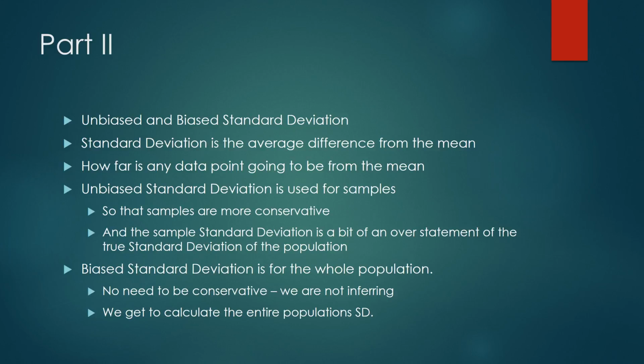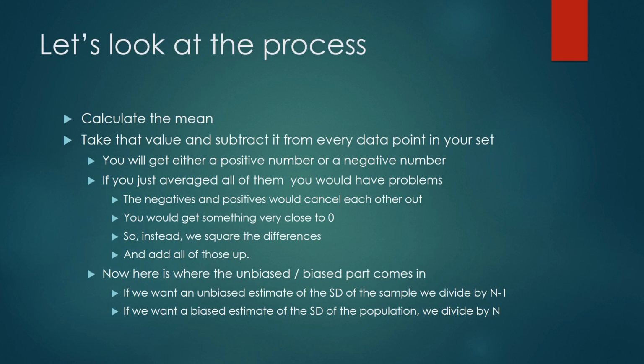Now, how does that work? Well, let's look at the process. For calculating standard deviation, first thing we do is we calculate the mean. All right, so we have 20 numbers in our sets. Calculate the mean of those 20 numbers. The next thing we do is we take that mean and we subtract it from every one of the 20 values in our data set. And that's going to give us some negative numbers, and it's going to give us some positive numbers, because the mean is going to be higher than some and lower than others.